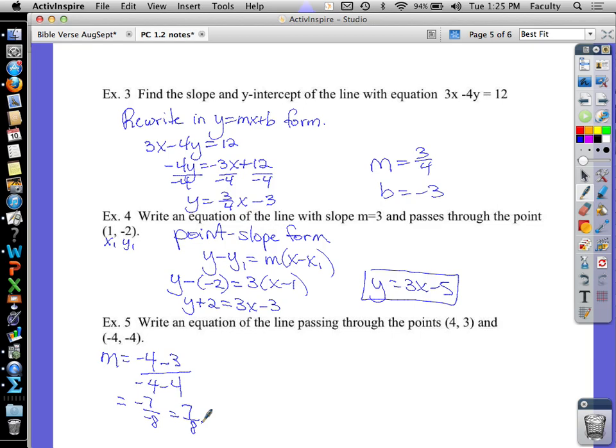That's negative 7 over negative 8. And the negatives cancel, so it's positive 7/8. I'm going to pick the point (4, 3) and then use point-slope. y minus 3 equals 7/8 times (x minus 4).